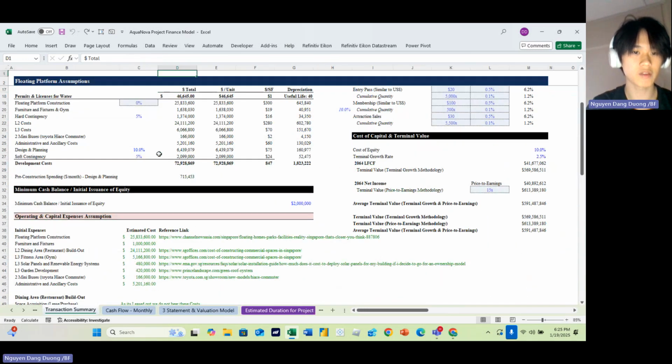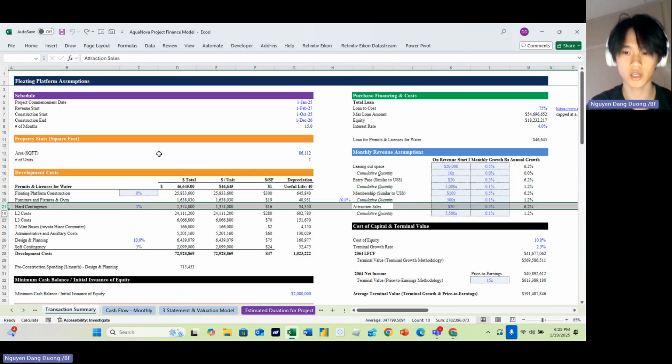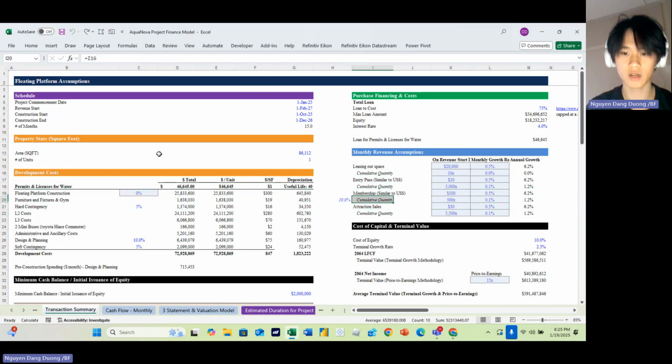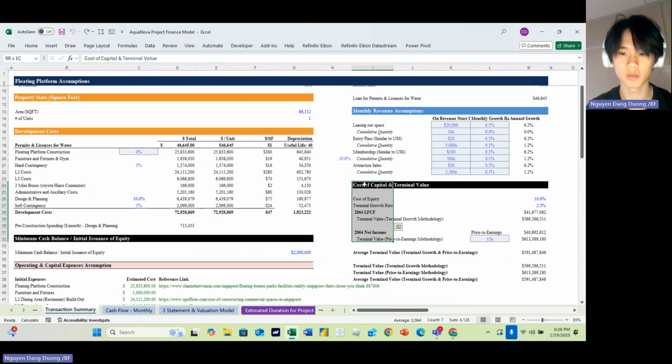So after we have all our assumptions here, we also have our revenue build, where we have 4 lines of business. One is leasing out space, entry pass, memberships, and attraction sales. These three are very similar to the Universal Studios model, where you enter there and pay for an entry pass, and when you go inside there, you usually pay for things like food or souvenirs. And over here is our cost of capital and terminal value assumption, which is basically what our investors want from our business and how much the business will sell for.